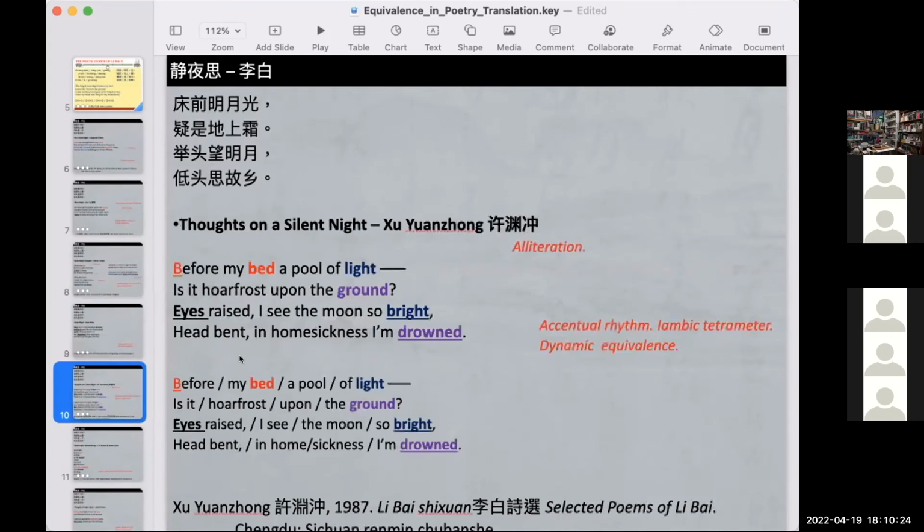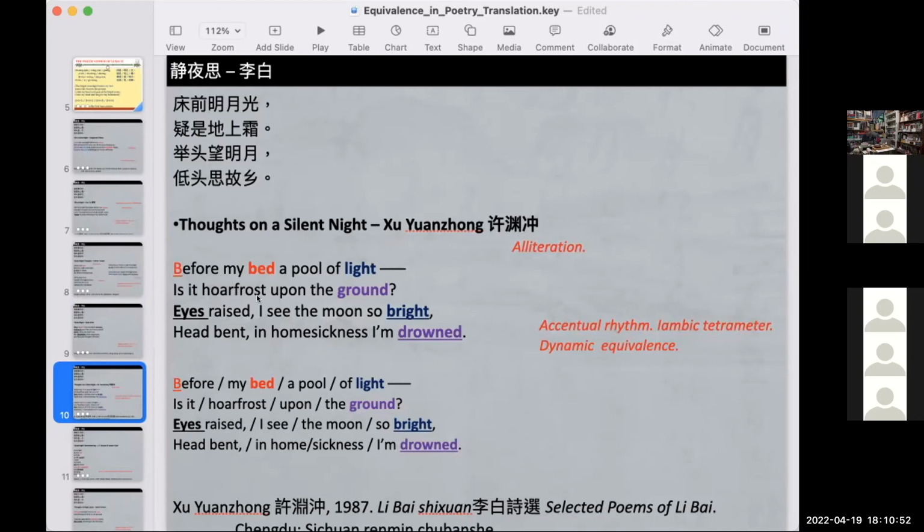Another translation, this is a Chinese translator, Xu Yuanchong. He is a very famous Chinese translator, and he's very well known for translating classical Chinese poetry into English. But now he's following a completely different approach, different methods.